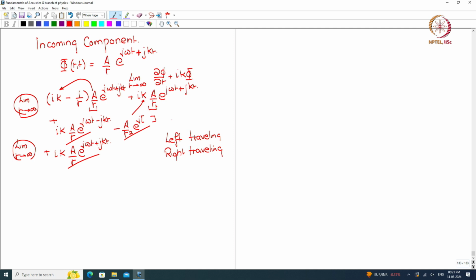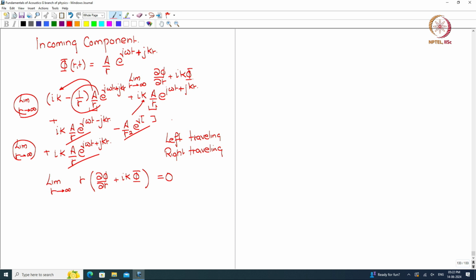So, now in 3D symmetric coordinates, what we need is limit r tends to infinity, of course, to take out this component, of r del phi by del r plus i k phi of r, I am sorry, i k phi, that does not matter, equal to 0.